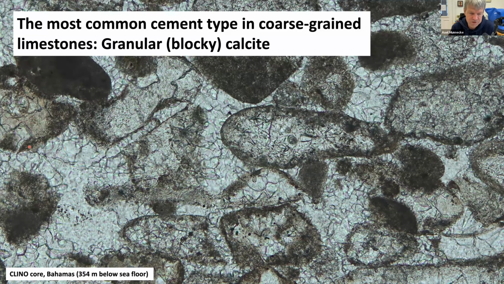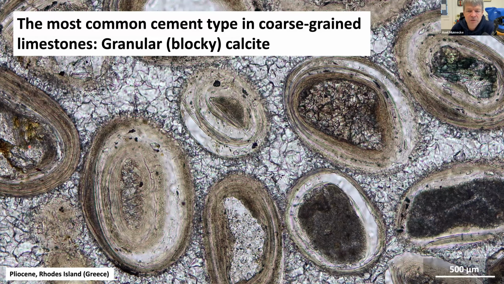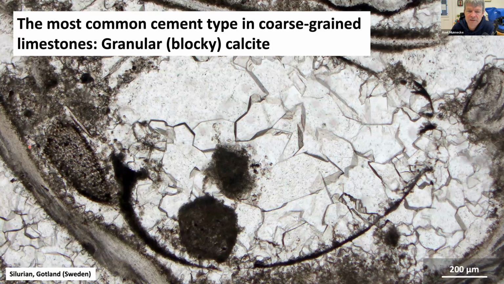The most common cement in coarse-grained carbonate rocks is this typical granular blocky calcite. This is an example from the Bahamas, from the Clino core. So we have different components and we have granular calcite. Those of you who work with thin sections will know it very well. Here's another example from the Pliocene of Rhode Island, an oolitic grainstone with granular calcite cements, and a final one, again from Gotland, here with a shell, and we have granular calcite infilling the shell and also between the components, so intra- and intergranular blocky calcite cements.